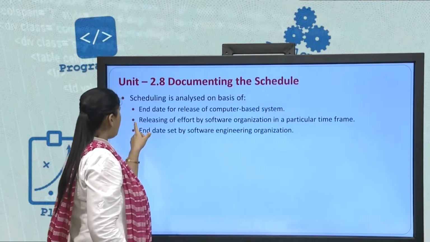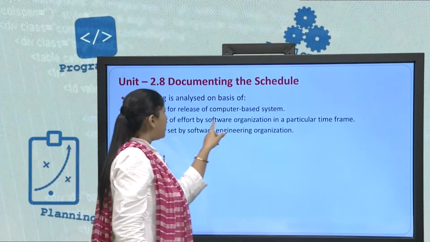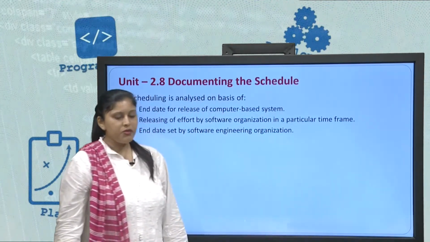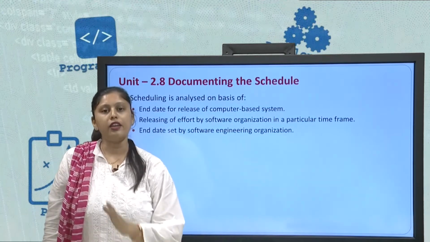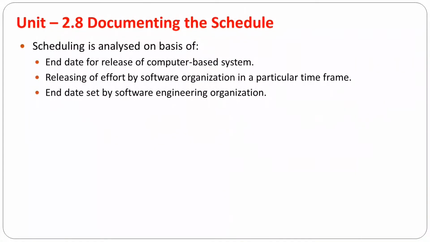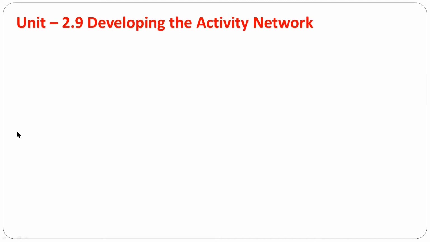Then the second one is releasing of effort by the software organization in a particular time frame. Sometimes it is very essential to deliver a particular software maybe before time or on time, not at least after time. So releasing of effort by the software organization in a particular time frame is always done with the help of scheduling. Let us see the next topic.